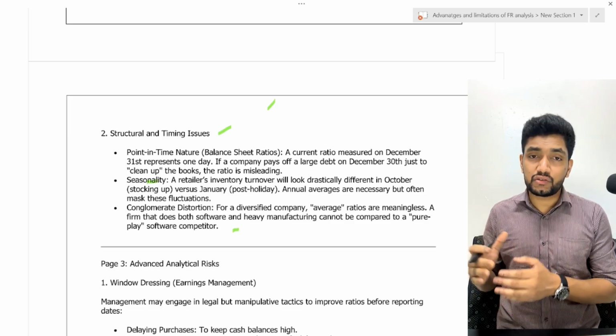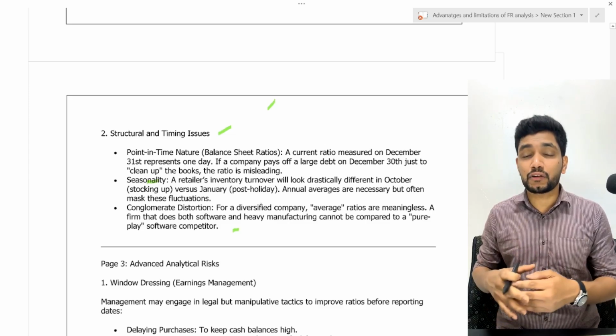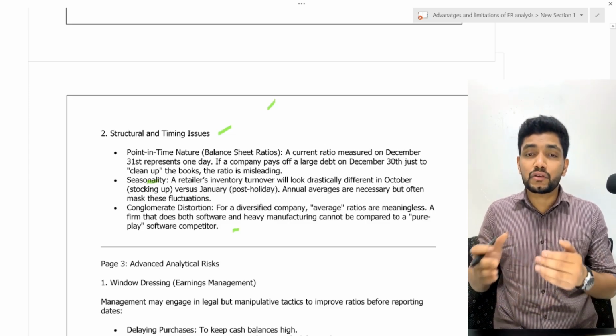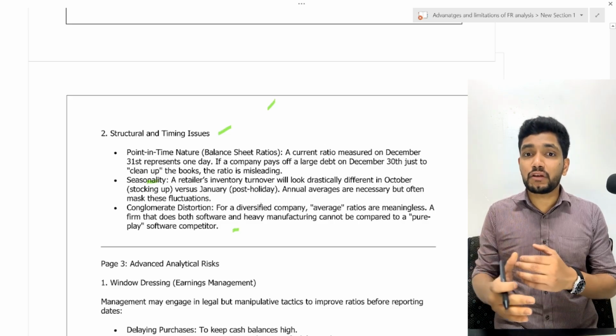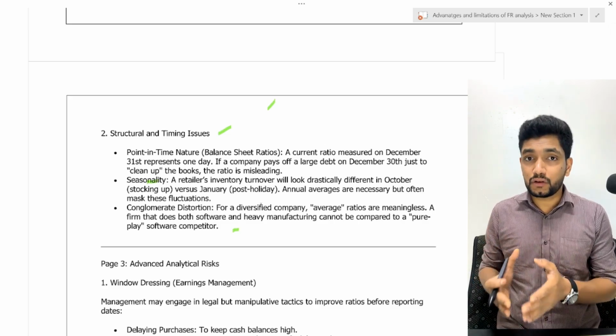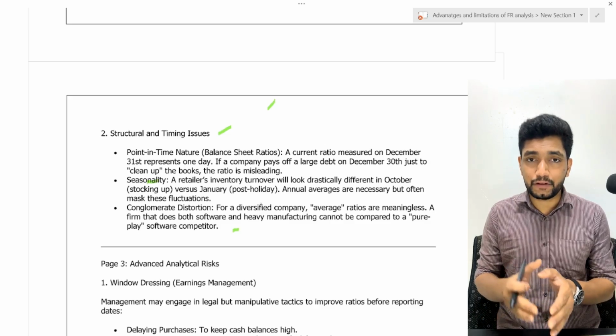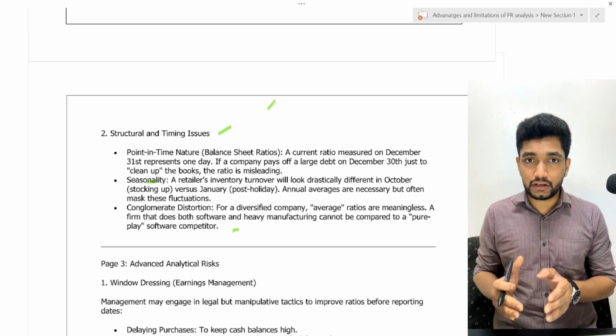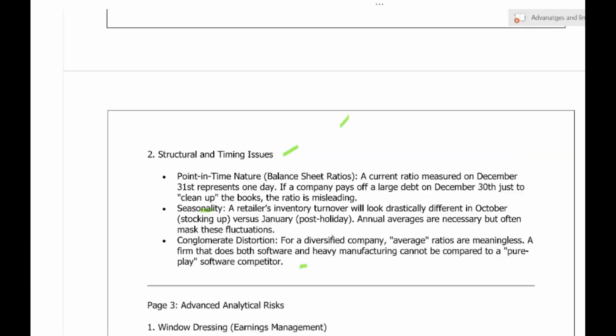and its own policies and procedures can also affect the ratio analysis, like its own inventory level or its own receivables policies, which can affect the performance of the different ratios. So without considering this, we cannot directly take the numbers and compare them with another company or another industry. So this is a structural and timing difference issue.